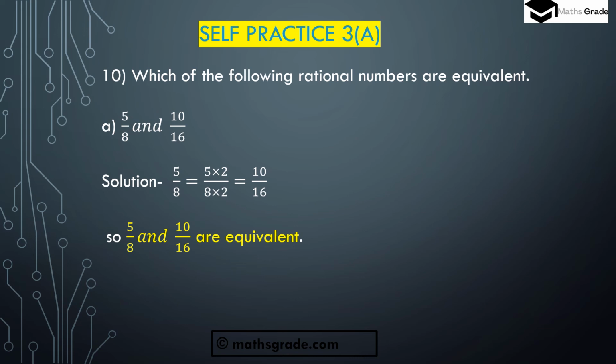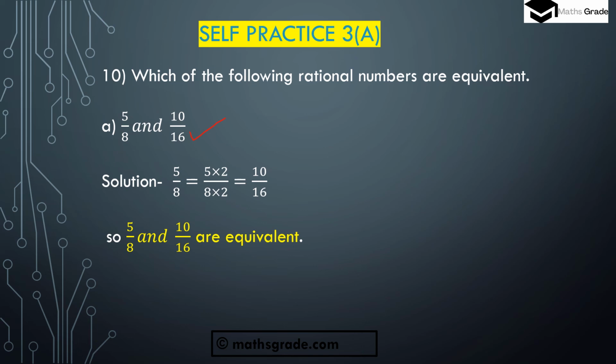Now we solve question number 10. Question number 10 is: which of the following rational numbers are equivalent? First bit is 5 divided by 8 and 10 divided by 16. Here in 5 divided by 8 the numerator is 5 and the denominator is 8. In 10 divided by 16 the numerator is 10 and the denominator is 16. We know numerator 5 multiplied with 2, we get 10, which is equal to the numerator of 10 divided by 16. So we have to multiply the same number 2 with the denominator also.